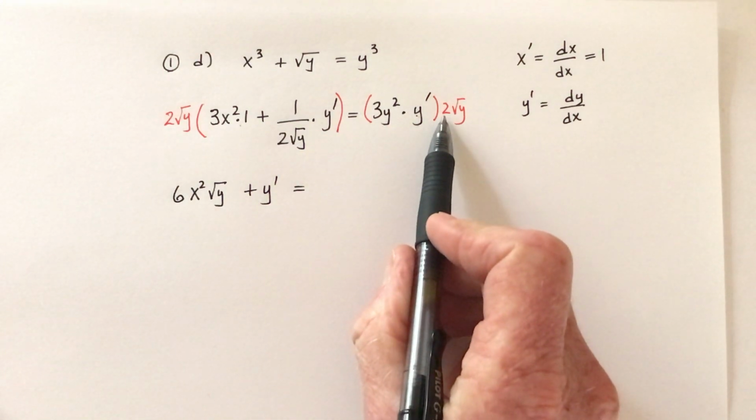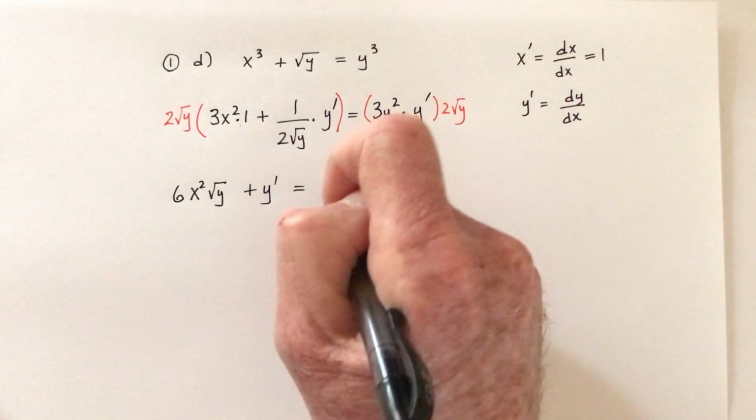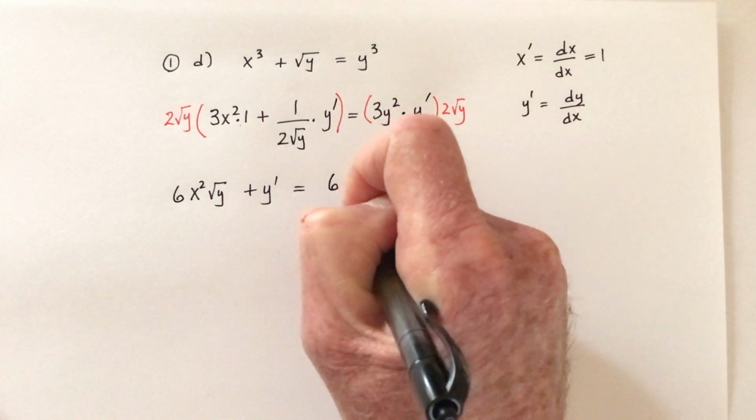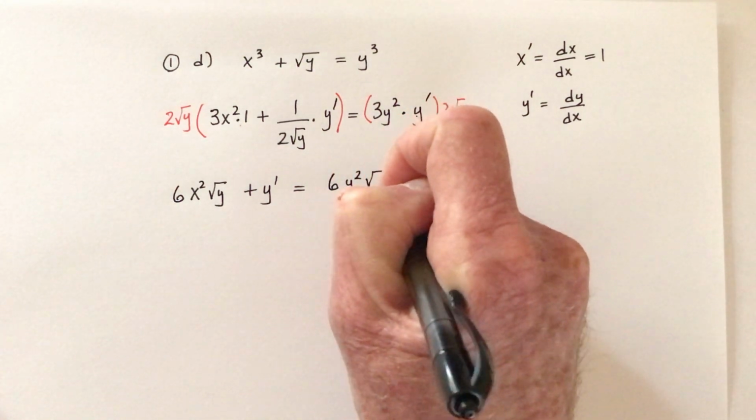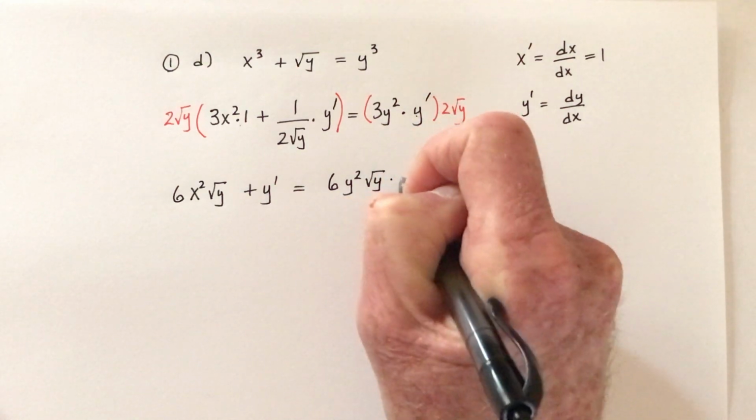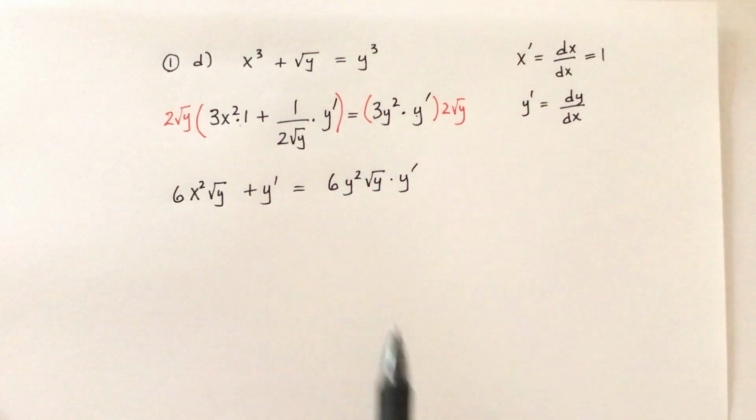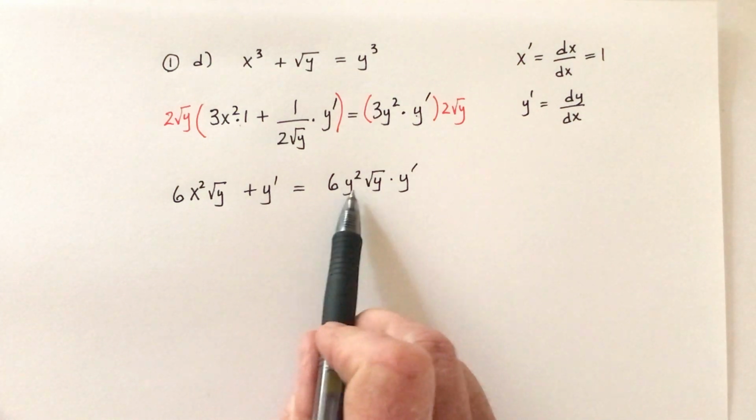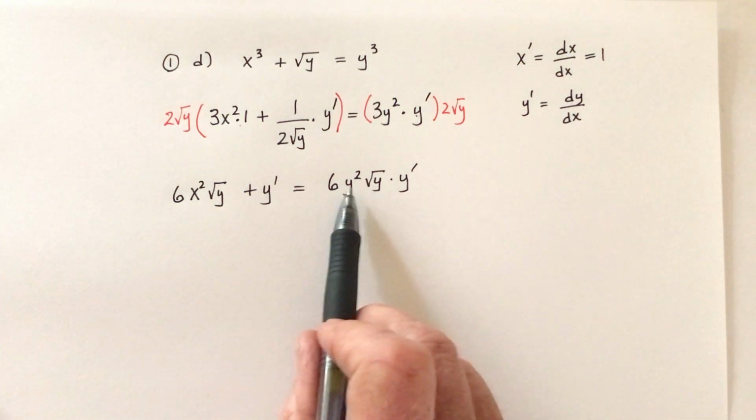And on the right side, there's going to be 6, there's going to be y squared, there's going to be the square root of y and y prime. And for this part right there, that's already simplified. You do not need to combine those in any way.